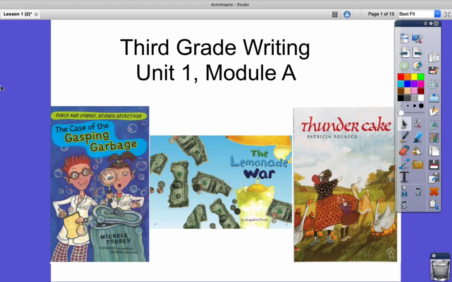Hello, third grade writers. Today we're going to start our first writing lesson for Unit 1, Module A. We're going to be starting out by reading and writing about The Lemonade War, which is the story Location, Location, Location. Next, we're going to read about The Case of the Gasping Garbage. And then finally, we're going to read a story, one of my favorites, by Patricia Polacco called Thundercake.